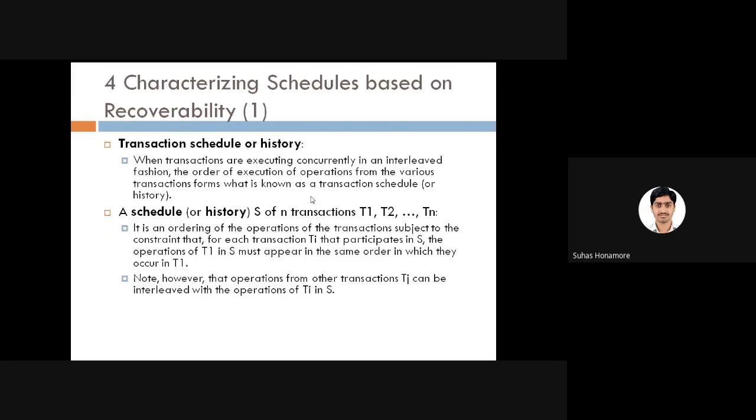Transaction schedule: when transactions are executing concurrently, in an interleaved fashion, the order of execution of the operations from the various transactions forms what is known as a transaction schedule. Whatever we are mixing, all together we say is a schedule. A schedule of n transactions T1 to Tn is an ordering of operations.